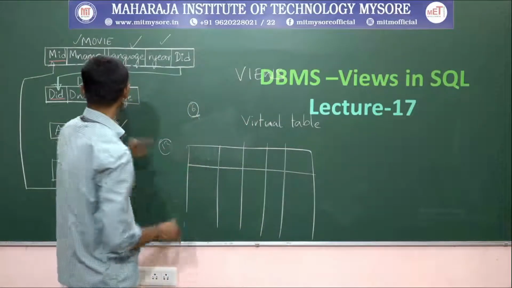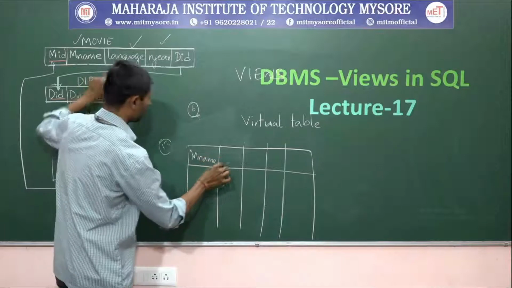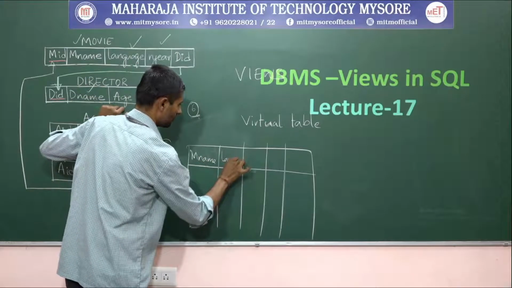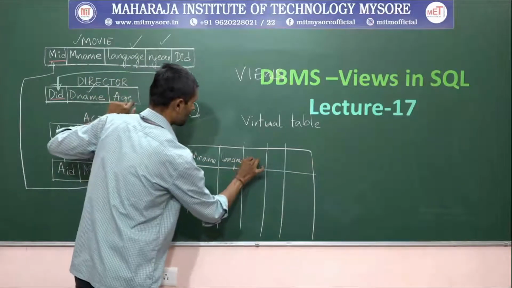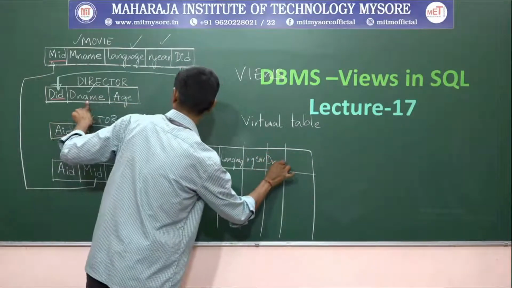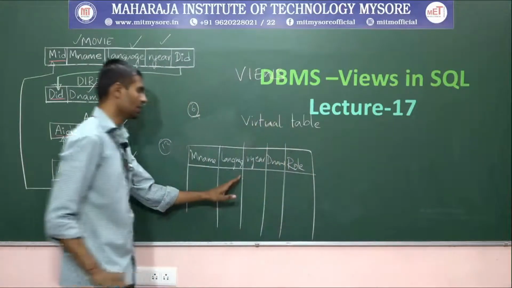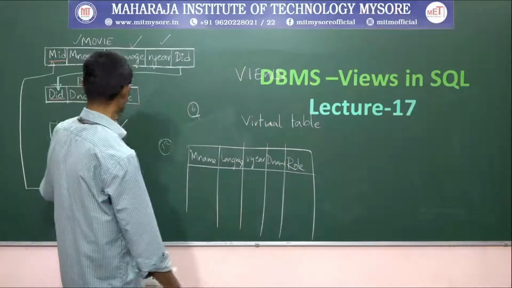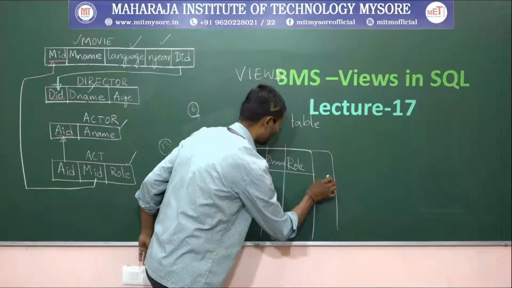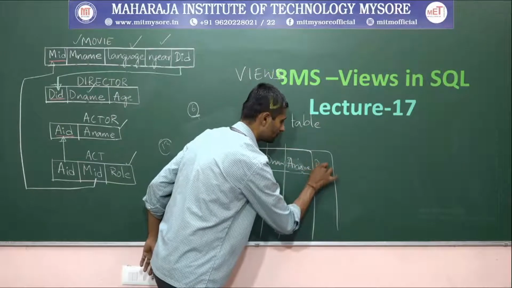So what are all the attributes I said? I am interested in name, I am interested in language, and I said I am interested in release year, then I want the director name, then I want the role. So these are the 6 attributes, then the actor name, right, who acted, let's say actor name, followed by the role.